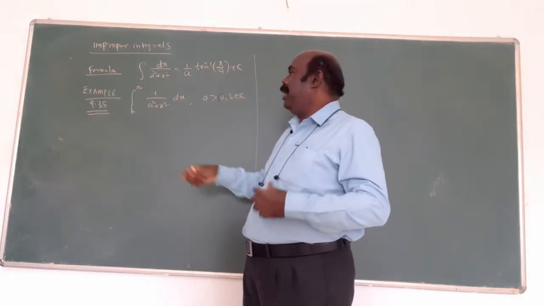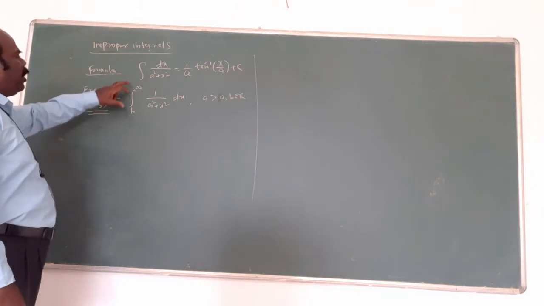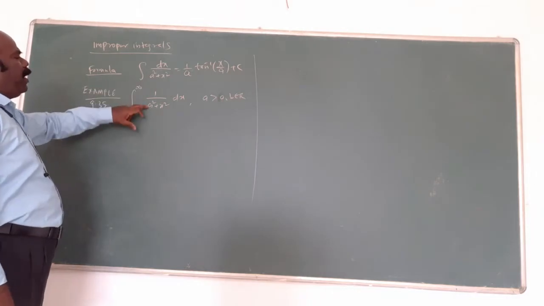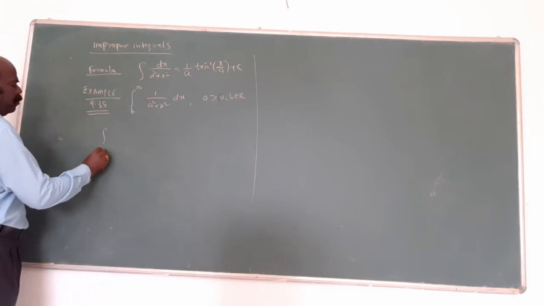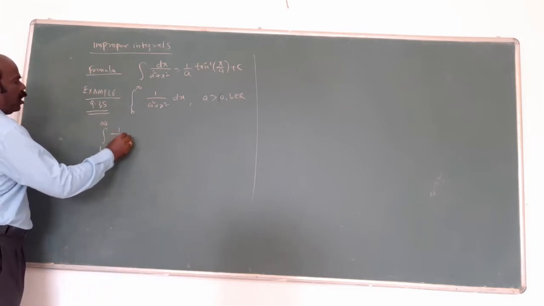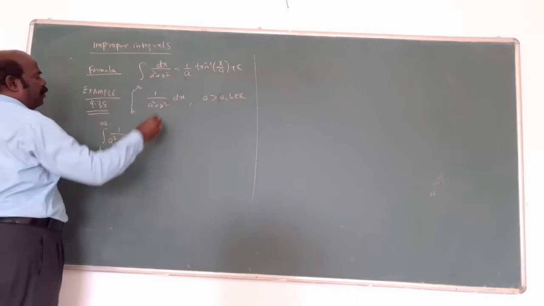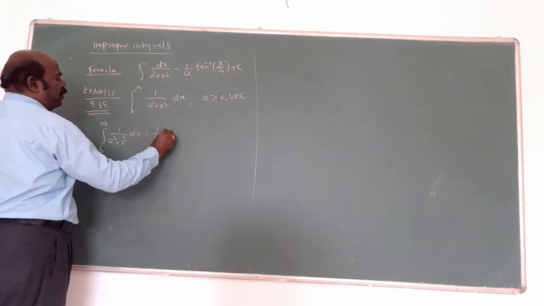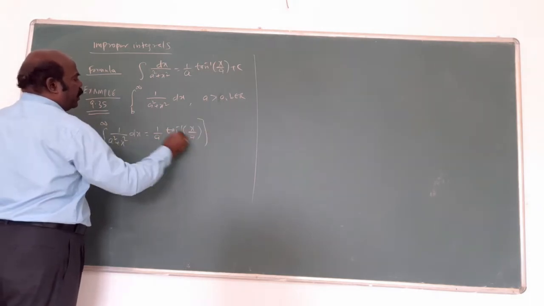Now by using this formula, take Example 9.35: integral from b to infinity of 1 by a square plus x square dx. Now this is the question. This is what I know: 1 by a tan inverse of x by a. This is the limit, okay?